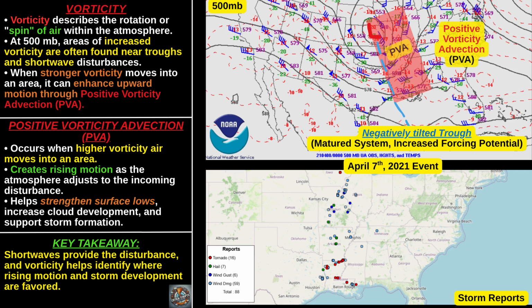So the simple version is, if you imagine pushing a shopping cart, if you give it an extra shove, it speeds up. PVA is kind of like giving the atmosphere an extra shove. It encourages the air to rise, and rising air is one of the key ingredients for clouds and storms.